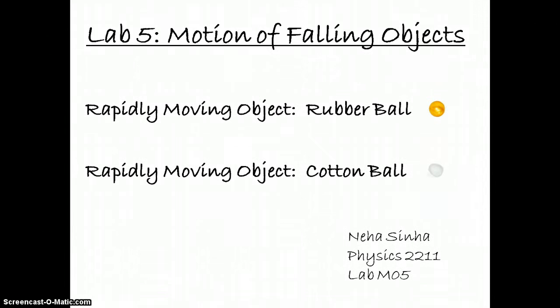For Lab 5, Motion of Falling Objects, this is Neha Sinha. The objective of this lab was to observe two objects, one falling rapidly and one falling slowly, and to analyze the forces acting on them. I chose a rubber ball for a rapidly moving object, and a cotton ball for a slowly moving object.